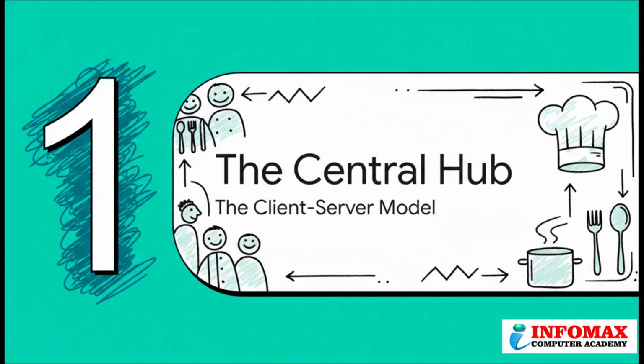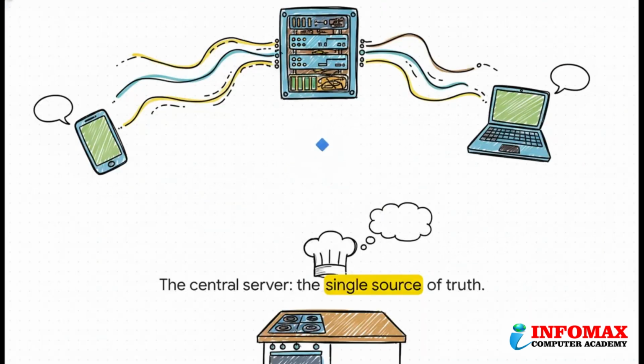Now, to make this super easy to understand, I want you to think of a restaurant. You've got the diners, and you've got the kitchen. Okay, so in this setup, you have one powerful central computer called a server. This is the kitchen. It holds all the important stuff, all the data, the apps, the services. It's the single source of truth. Your phone or your laptop, that's the diner, or what we call the client.